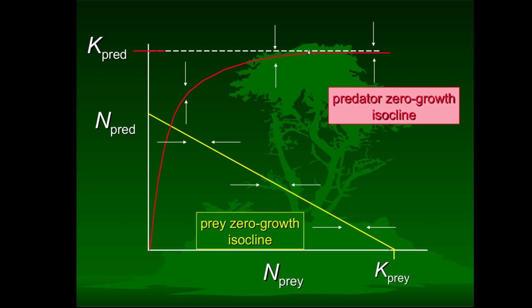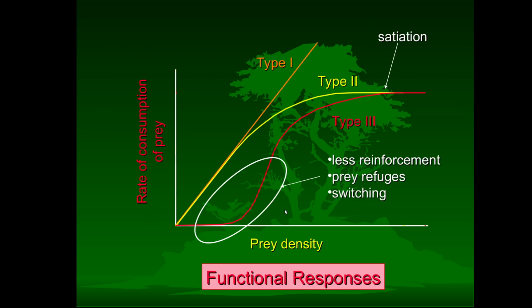So we can think of this as sort of the maximum population density of the predator, a kind of carrying capacity again when we have abundant prey. All right, so what the predator isocline looks like depends on how it responds to prey density, how its consumption of the prey responds to prey density.